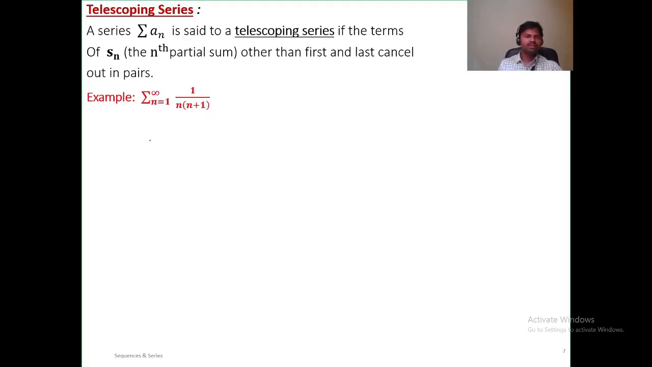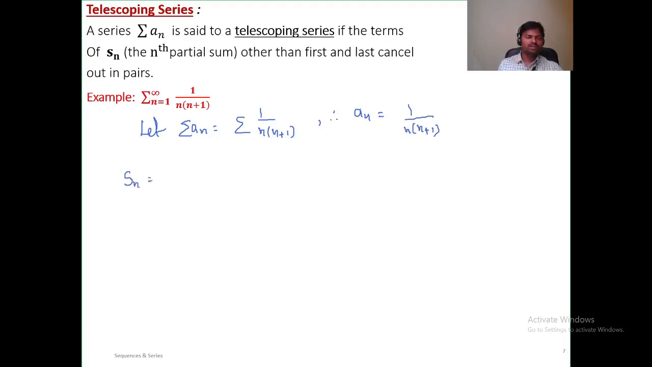Let me elaborate this. Let the given series be Σaₙ, the series 1 upon n into (n plus 1). Therefore, what is the nth term of the series? aₙ is 1 upon n into (n plus 1). This is the nth term of the series. Now, a series is said to be telescoping if the terms of Sₙ, the nth partial sum, cancel. So I need to construct Sₙ.